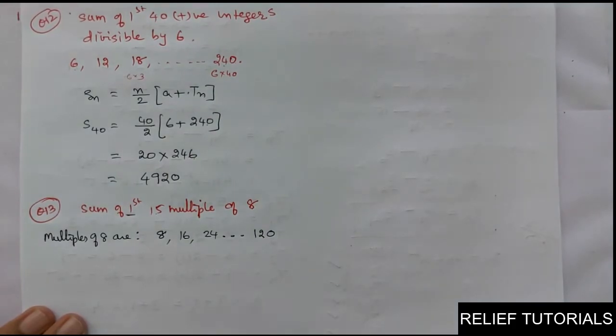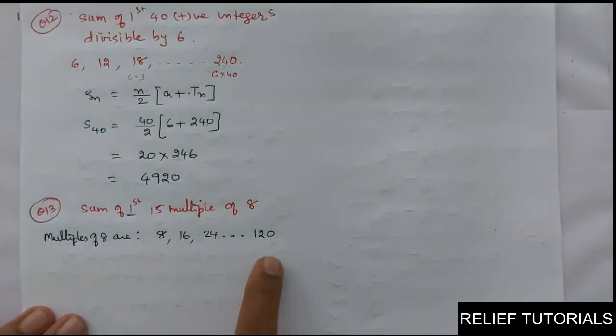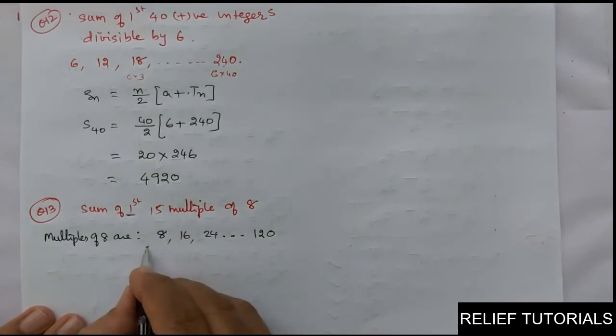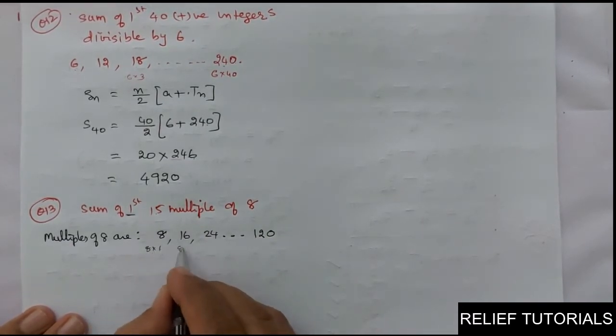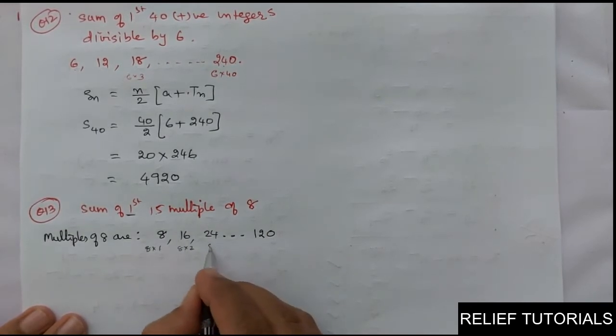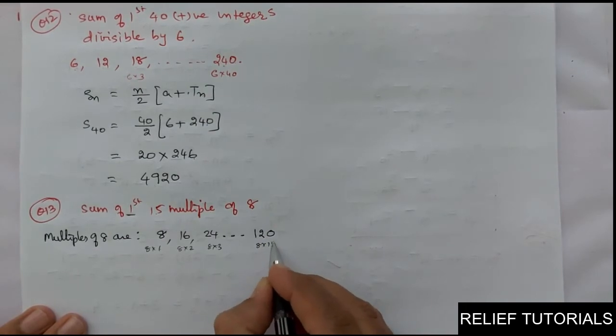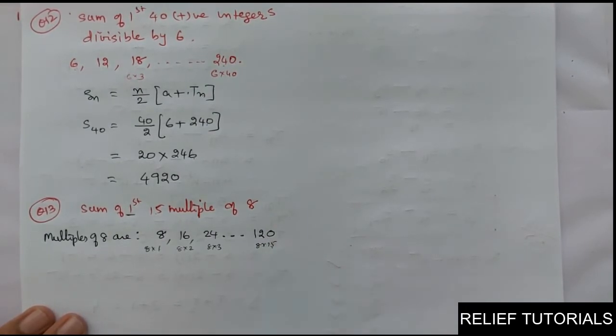I got it, friends. In order to use this formula, we are finding the last term. And see, this is first, 8 ones are. 8 twos are, this is second. 8 threes are will be third. And the 15th is 8 into 15. It will be the 15th one. So it is 120.